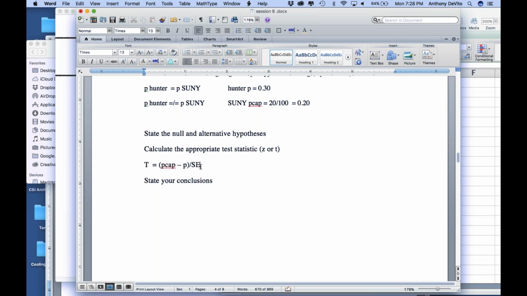And the standard error is going to be calculated a little bit differently. You guys remember what the formula for standard error for proportion is? Standard error is equal to the square root of P times 1 minus P over the sample size. So which proportion should I use here in this P? Would you use the 30% or would you use the 20%?